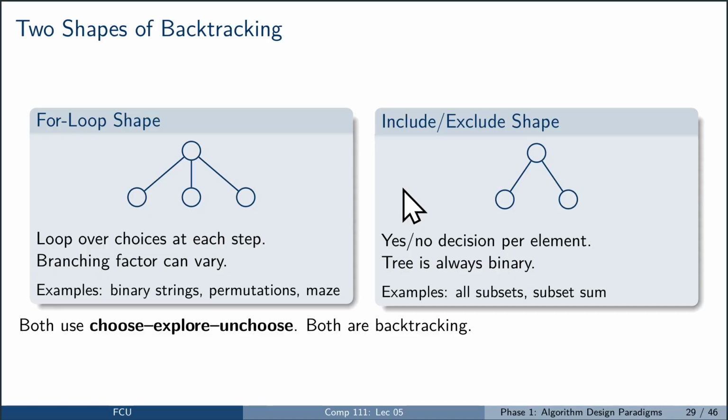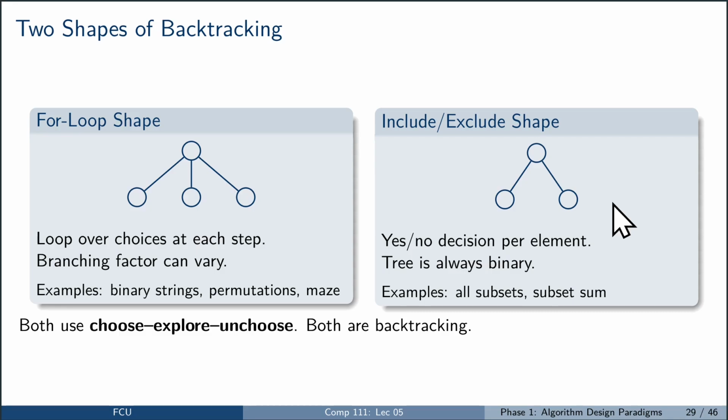But the include/exclude structure that we just saw for the subsets is always a binary decision tree, because for each element, no matter what it is, we are deciding whether to include it in the solution or exclude it from the solution. Both use choose, explore, and unchoose. Both are backtracking, and the structure depends on how you frame the problem. All subsets generate every single subset, and there are no filters.